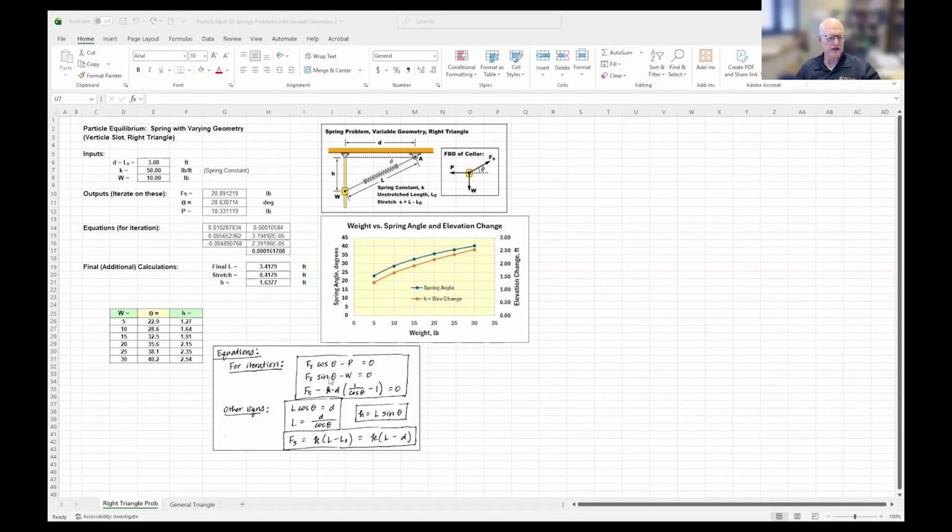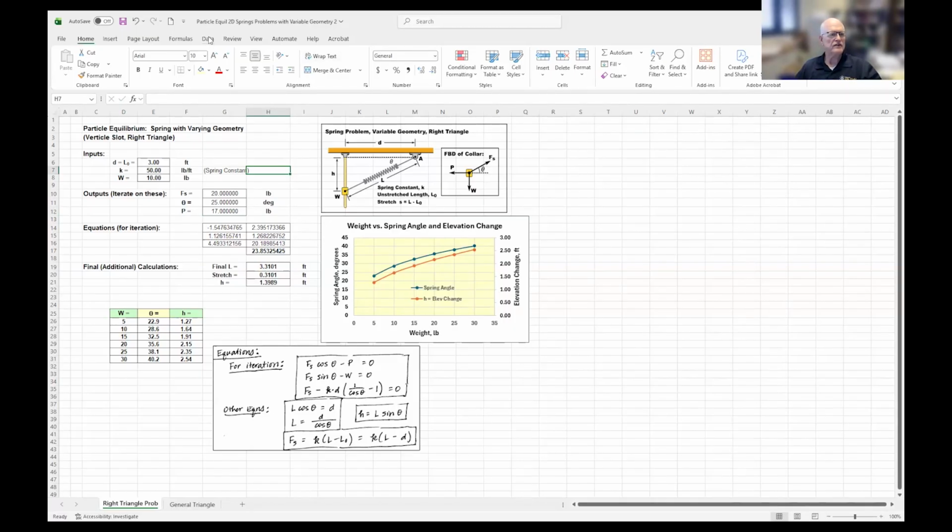And so what I do in Excel is, these are my inputs, the original D, which is also the unstretched length of the spring, and the current weight that I'm applying, and in this case, it's 10 pounds. I need a starting value for the iterations. So anytime you have an iterative method, you have to give some type of starting value to your iterations. Now let me just plug in the starting value for Fs. I'll just put in 20. For theta, I'll put in 25 degrees. And P, I'll put in 17 pounds.